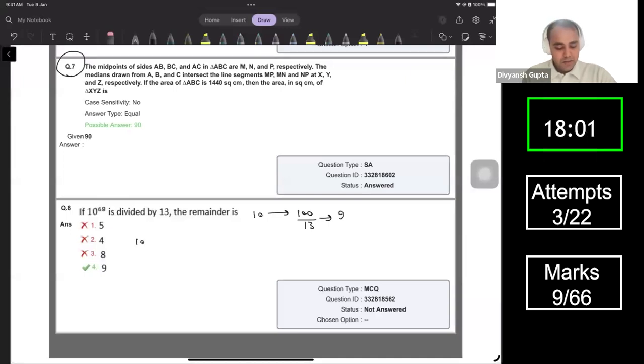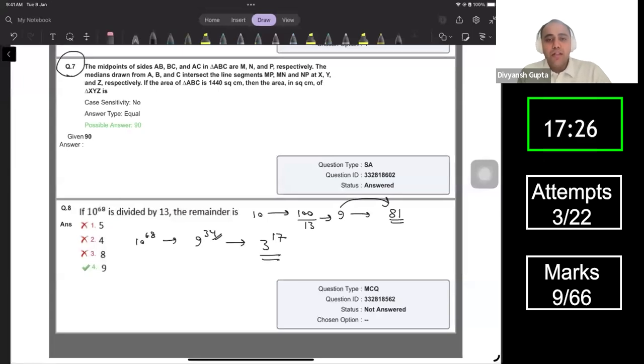So the remainder from 10 to the power 68 will be the same as the remainder from 9 to the power 34. Now let's see again. 9 square is 81. And what's the remainder you get when you divide 81 by 13? 13 into 6 will give you 78. So the remainder will be 3. So the answer will be in the line of 3 to the power half of this, because we are squaring 9 to 18. So this will be 3 to the power 17.